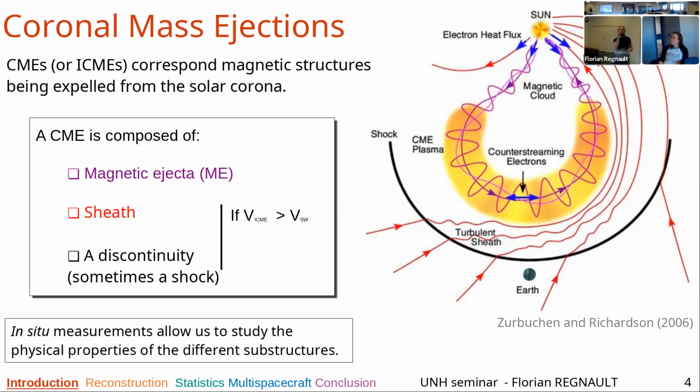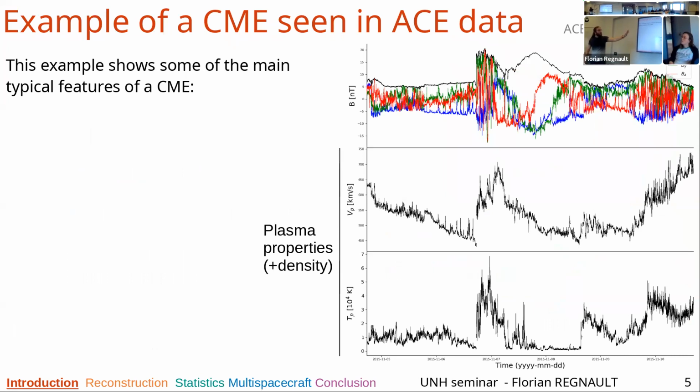That means that we only have local measurements of this 3D structure that we have here. And this is something that we're going to discuss a lot today. So I'm going to show an example of a CME seen by the ACE spacecraft, which is at the Lagrange 1 point. So this is just right here between the Earth and the Sun, but very close to the Earth. We have on the left-hand side the magnetic field as a function of time during the passage of the CME. And here you have the velocity and the temperature.